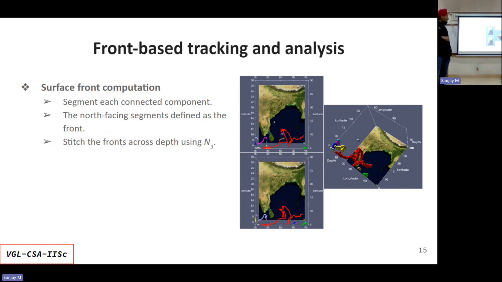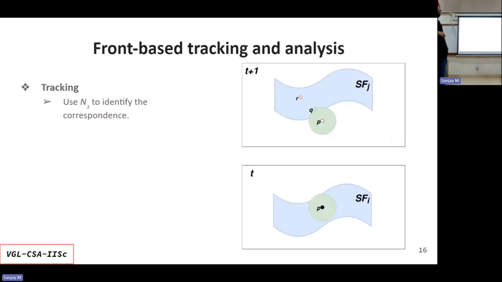Okay, so this is basically our surface front now. It is the surface that's facing north and is the boundary of the high salinity core. We extract these over each and every time step, and then we want to create correspondences between two surface fronts for our edges, for our tracking.